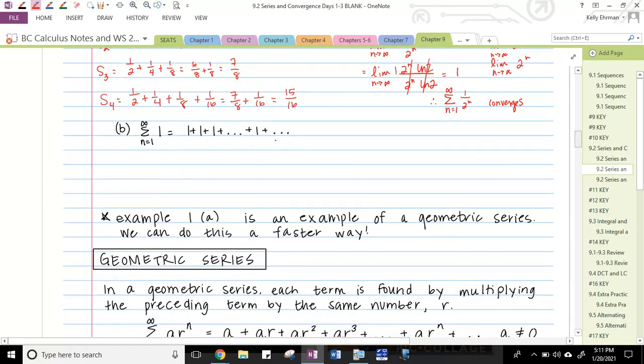All right, so part B, the sum from 1 to infinity of 1. So remember, the 1 to infinity part means you're adding an infinite number of terms, starting with the first one. Now, you can see without doing any sort of work, this diverges, right? Is there any reason this would stop adding up at some point? No, it's always going to be 1 plus 1 plus 1. It's going to equal infinity.